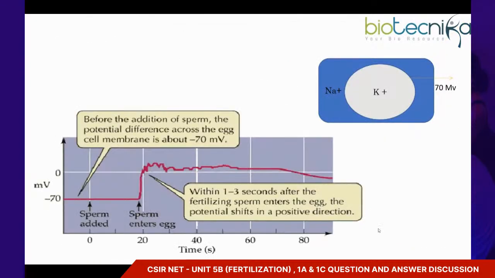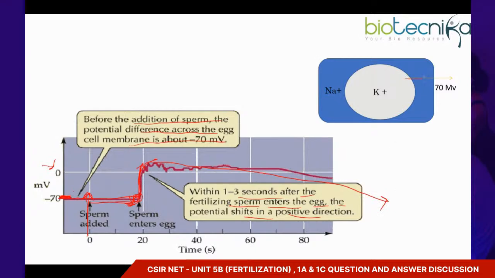If you see this graph, initially it starts at minus 70. But later you can see you added the sperms. Immediately you don't see a change, but after the sperm enters the egg, because the sperm has to enter the egg also, from there the rise will be there. Before the addition of sperm, the potential difference across the egg cell membrane is about minus 70. Within 1 to 3 seconds after the fertilizing sperm enters the egg, the potential shifts in a positive direction. And from there it will slowly come down. It will not remain like that.